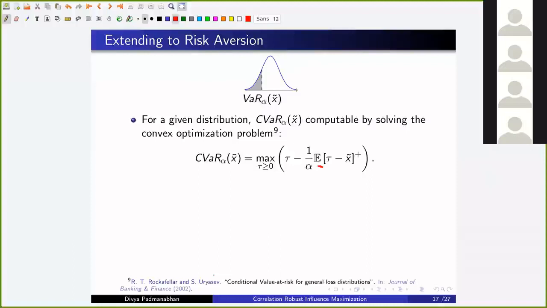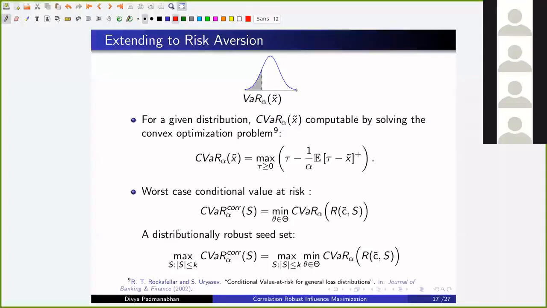What we do in this work, this extension, is to see how bad this CVaR can be. For each distribution, there is a bad region. Now we have a family of distributions. How bad can the bad region be out of these various consistent distributions? That is the worst case conditional value at risk. What we seek to find is a distributionally robust seed set, which optimizes the worst case CVaR. So what is the seed set which improves the bad region out of the worst distribution? That is this problem.